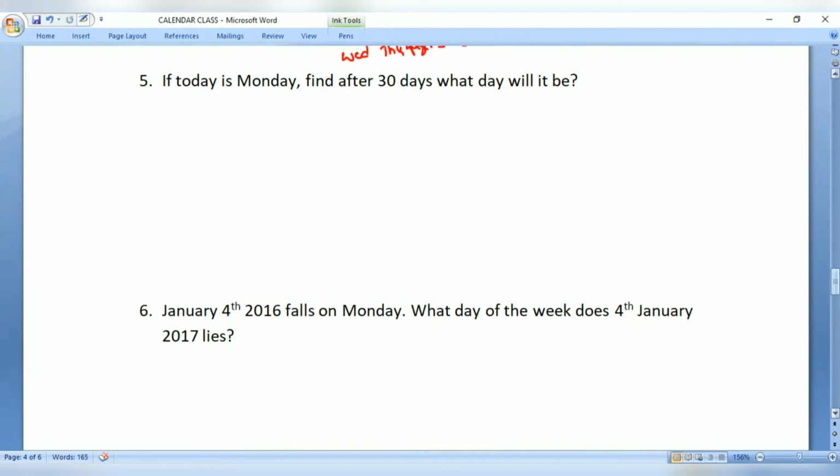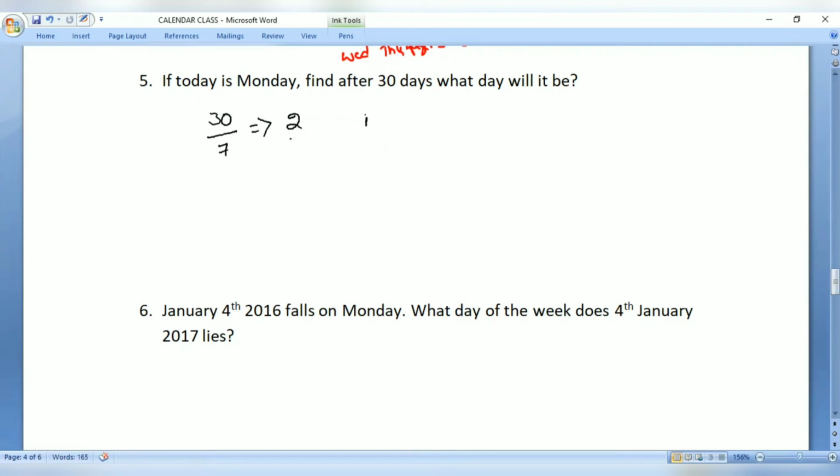Now, see here, there is one more question given to us. If today is Monday, find after 30 days what day it will be. Okay. Now, for example, total 30 days we have taken divided by 7. What is the remainder? Remainder is 2. 7 fours are 28, so 2 will be the remainder.